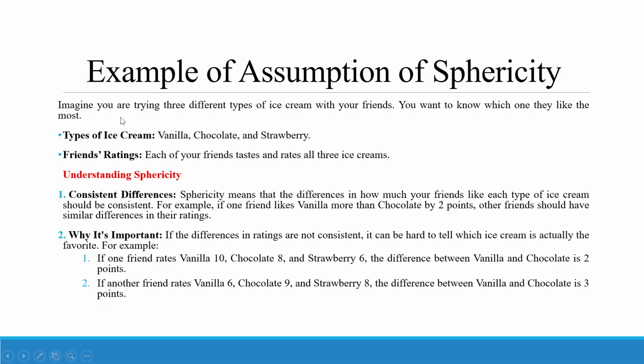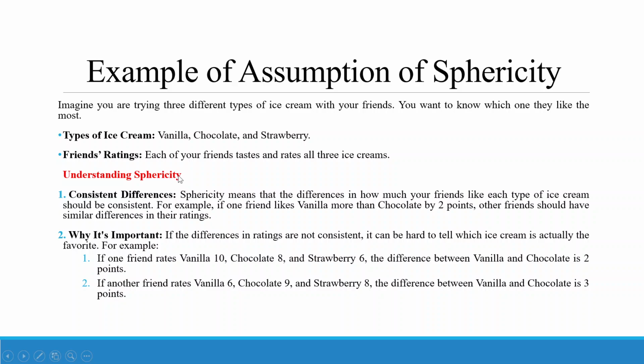Imagine you are trying three different types of ice creams with your friends. You want to know which one they like the most. The types of ice creams considered are vanilla, chocolate, and strawberry. Friends rating: each of your friends tastes and rates all three ice creams.